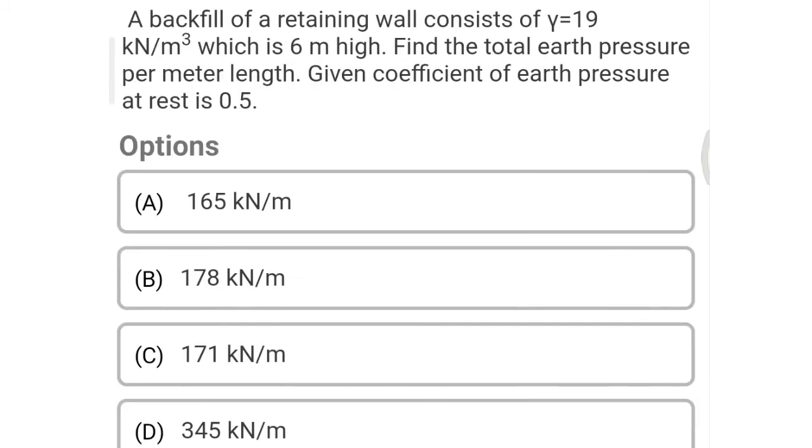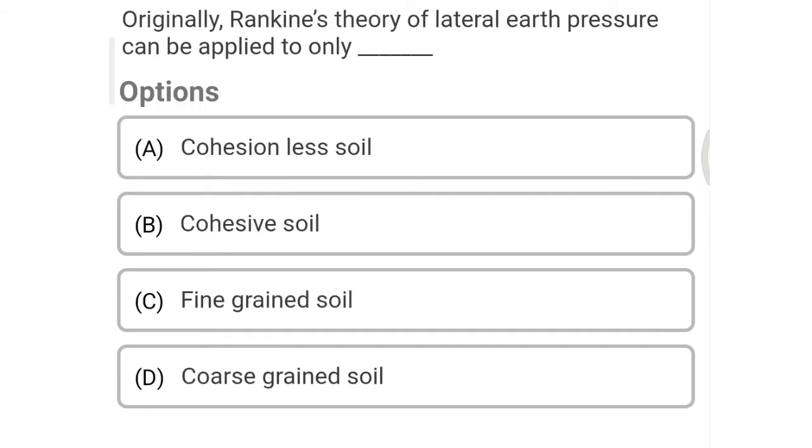So next question, a backfill of retaining wall consists of gamma equal to 19 kilonewton per meter cube, which is 6 meter high. So next question, originally Rankine's theory of lateral earth pressure can be applied to only option A cohesionless soil, option B cohesive soil, option C fine grained soil, option D coarse grained soil. So the correct answer is option A cohesionless soil.